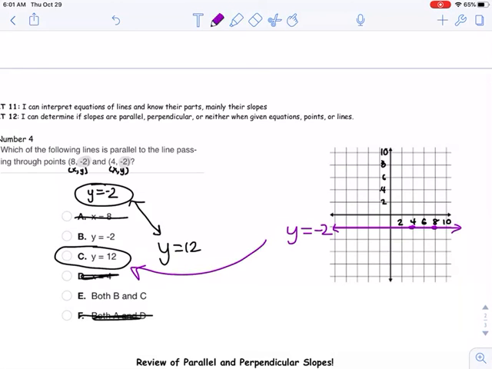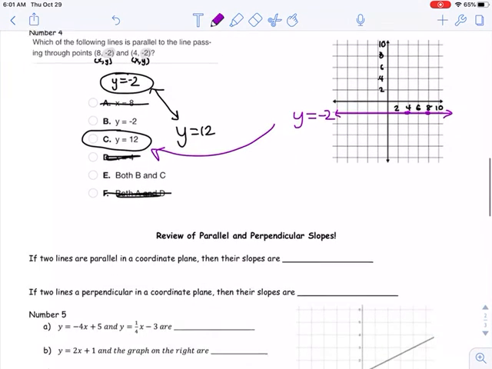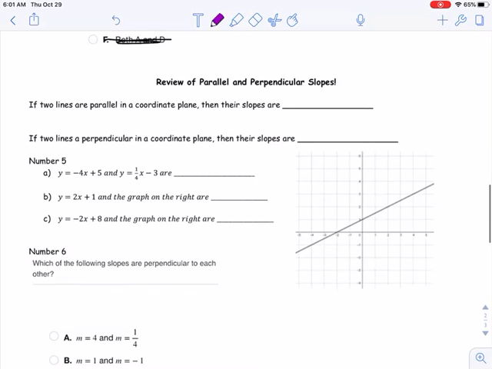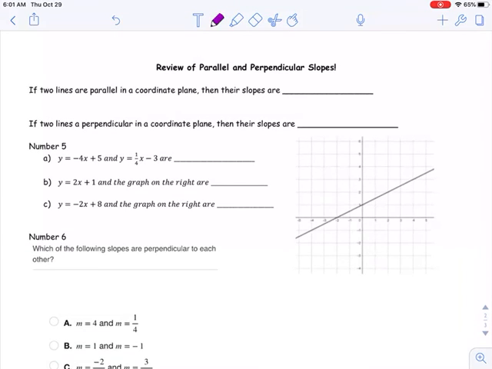If you have that skill, if you like graphing, do it that way. Maybe you could even plug it in the slope formula. There's a bunch of different ways. Okay? We'll pick up in the next video.